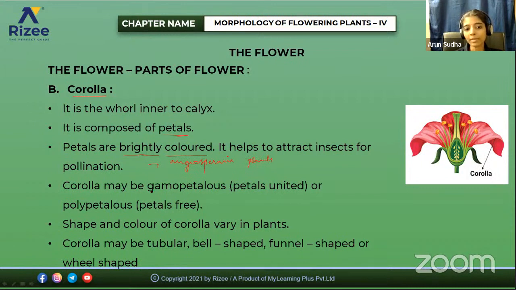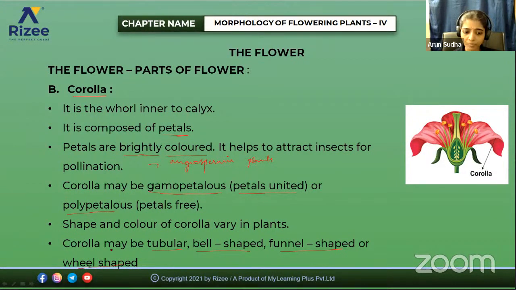And the corolla may be gamopetalous. Here also it is a similar thing. It may be either gamopetalous, that is, petals united, or polypetalous, petals free. And the shape and color of the corolla vary in plants. You could have seen the petals; each and every plant has different types of petals. The shape may be tubular, bell-shaped, funnel-shaped, or wheel-shaped. And we'll see some of the different types of corolla.